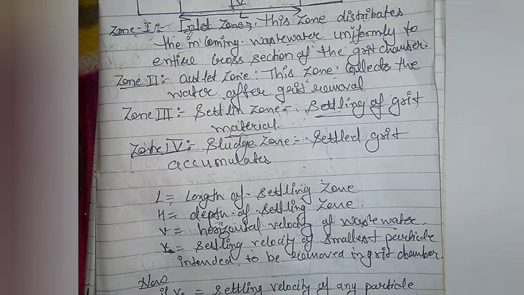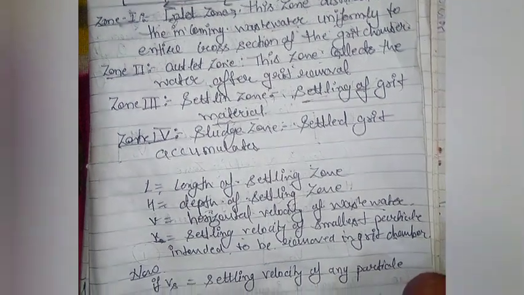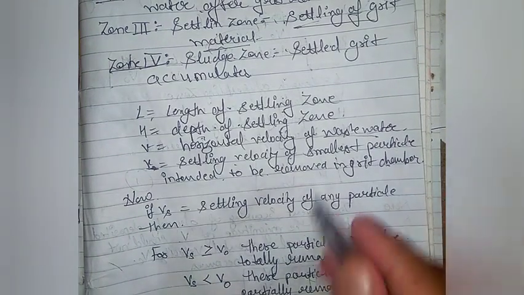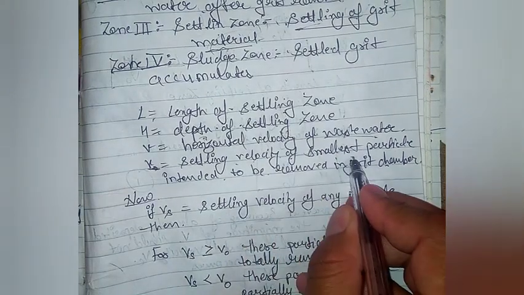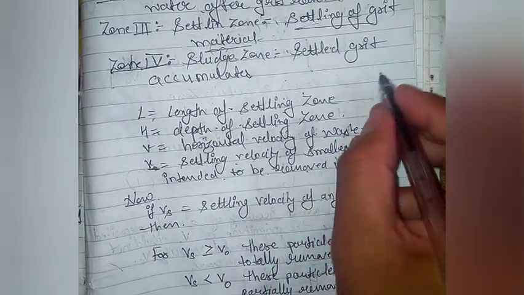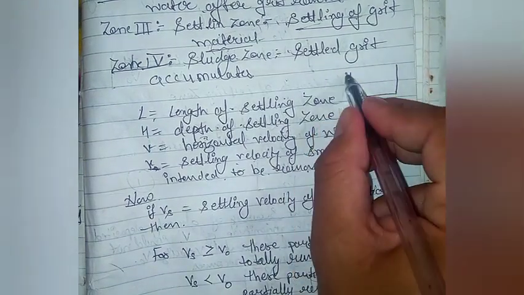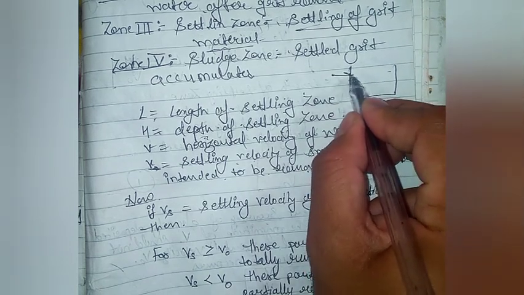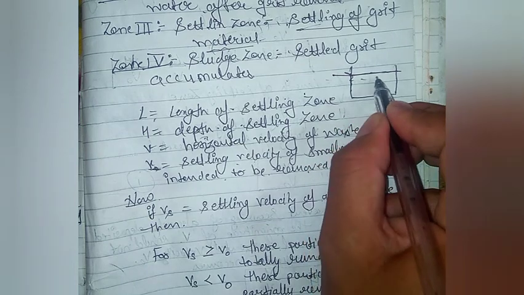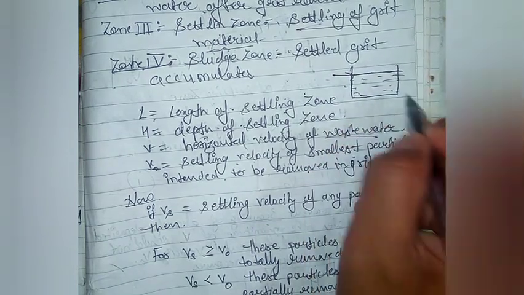So let V naught be the velocity of the smallest particle that we want to remove from the wastewater. The smallest possible particle which is present in your sewage, we want to remove it, so hence we are taking its settling velocity as V naught. Now Vs is the settling velocity of any particle. Suppose this is your tank, this is your grit chamber, zone number 3, where the wastewater has been collected for grit removal.